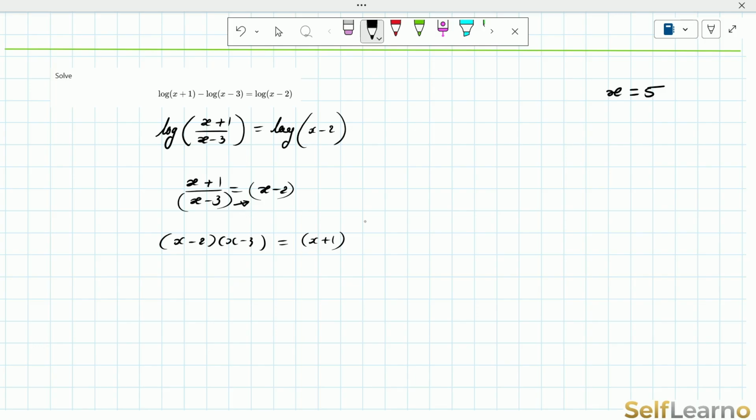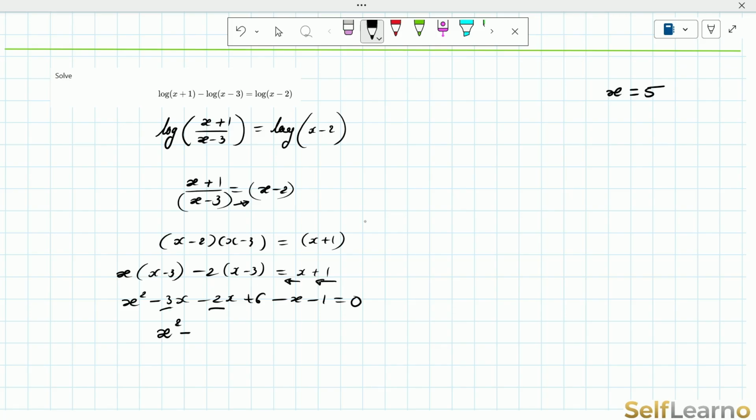Perfect. Let us multiply these two brackets. x times (x minus 3) minus 2 times (x minus 3) is equal to x plus 1. So I get x squared minus 3x minus 2x plus 6. Send it on the left: minus x minus 1 is equal to 0. We are getting a quadratic. x squared, minus how many x? Minus 3, minus 2, minus 5, and minus 1 is minus 6x. And the number is plus 6 minus 1, that is plus 5.